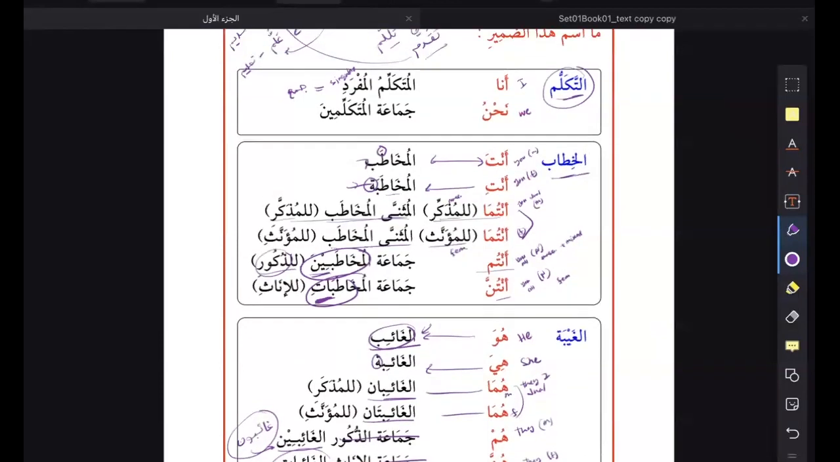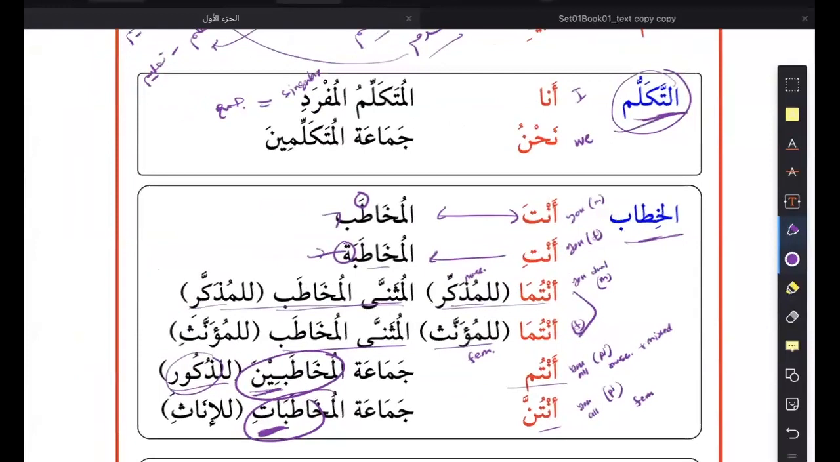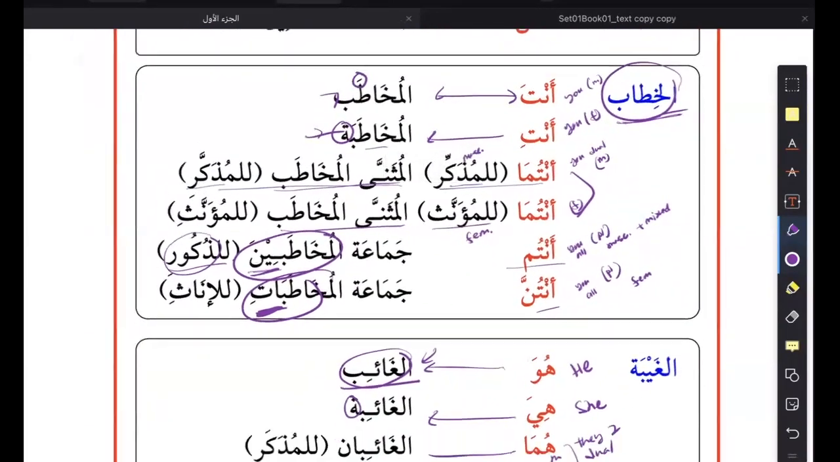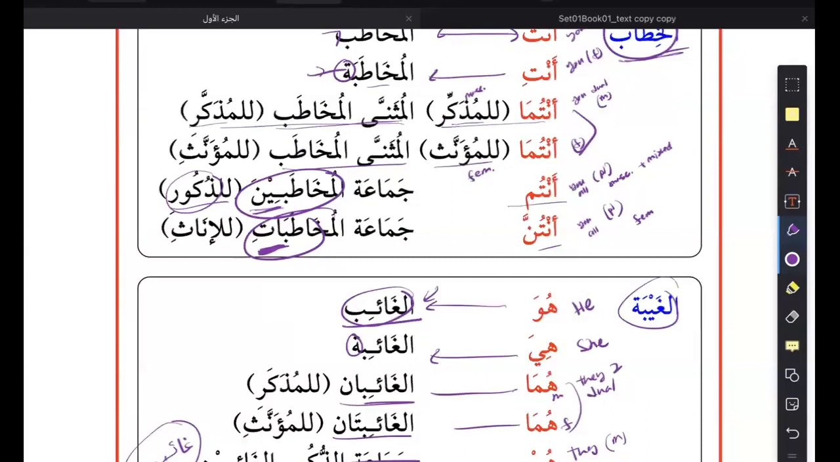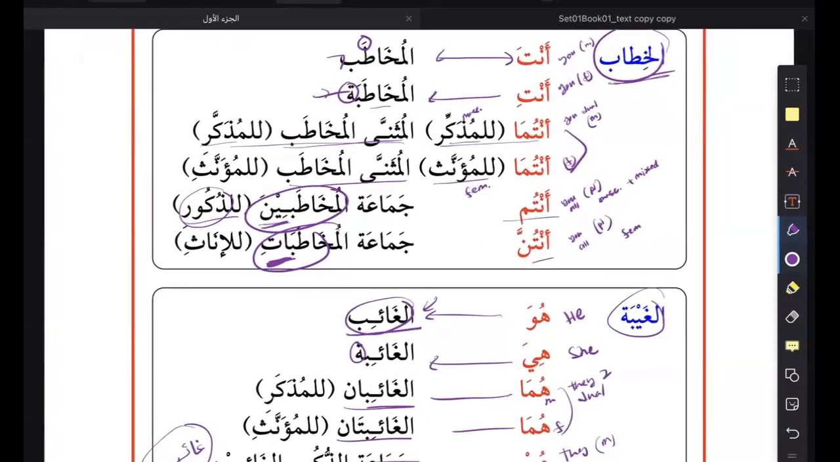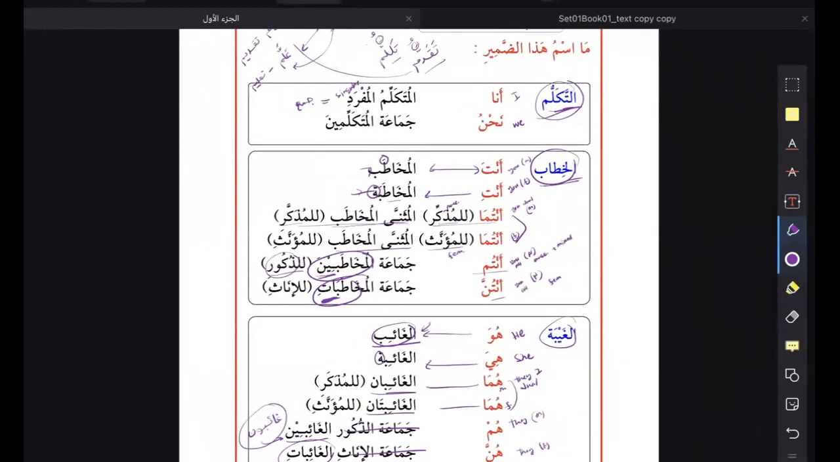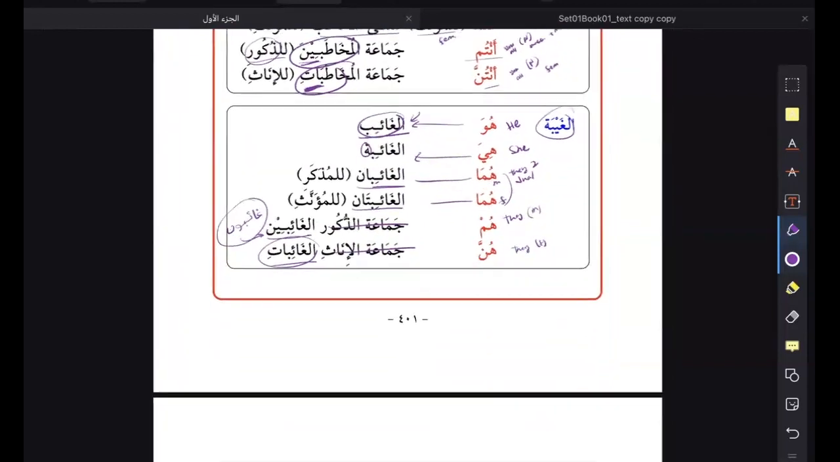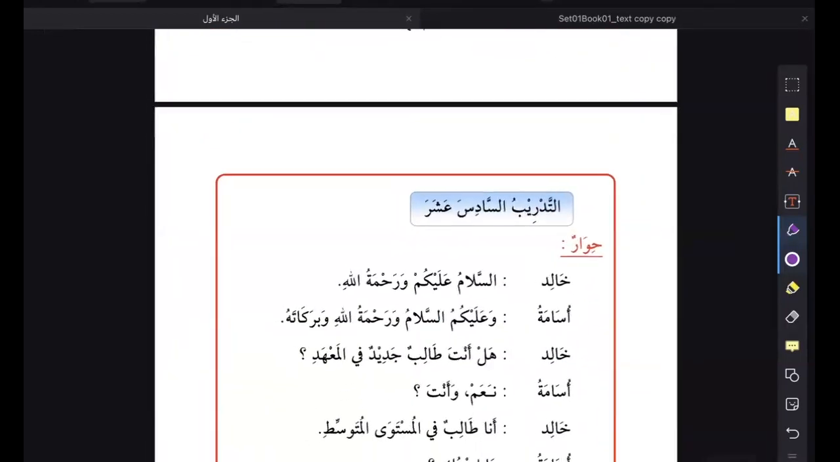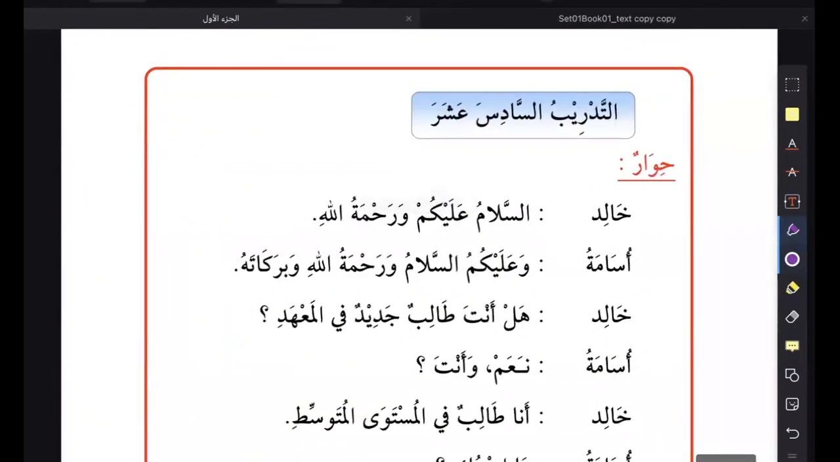The main thing I want you to know is this word takallum, the speaker, and khitab. This word khitab will come a lot in Islamic sciences. You will see. And then we have ghaiba, which is from ghaib. So you should know these words. Good. Any questions? If not, please try to get as familiar as you can with these words, all of them, inshallah. Next, we have the sixteenth exercise.